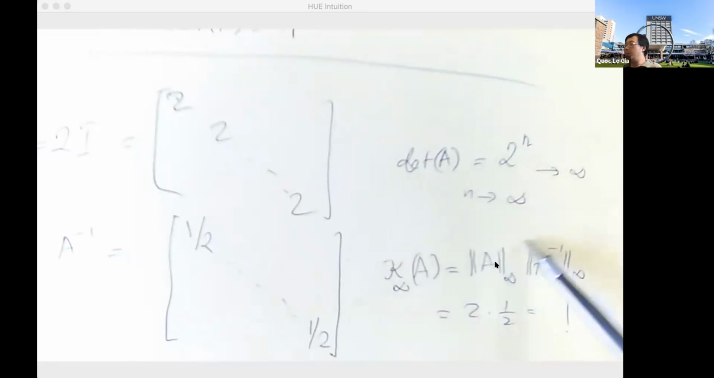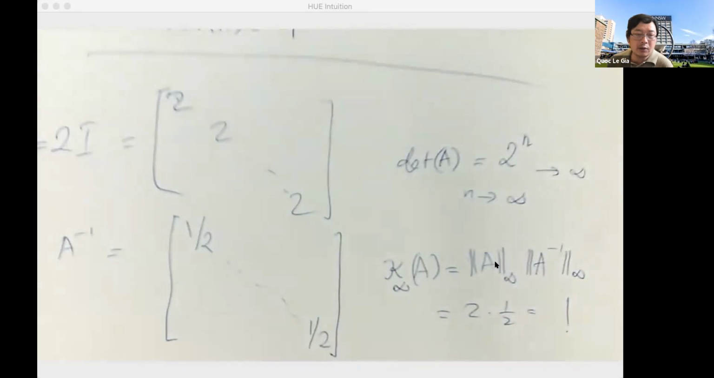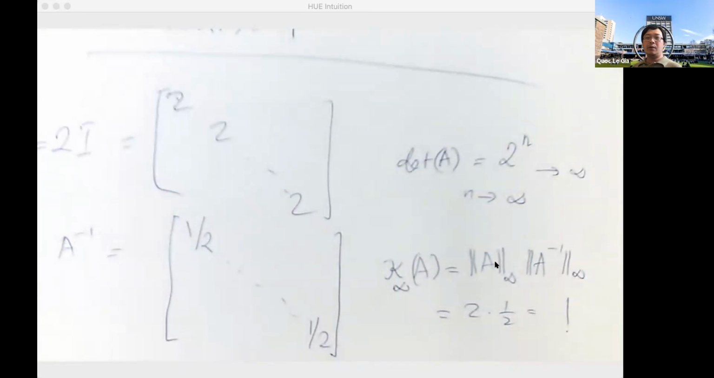But the determinant can go to infinity. In the previous problem, the determinant is 1 and the condition number grows to infinity. But in this case, it is completely opposite: the determinant grows to infinity and the condition number is 1. Okay, so this shows you that the condition number and the determinant have no control on each other. That is the whole point of the problem.